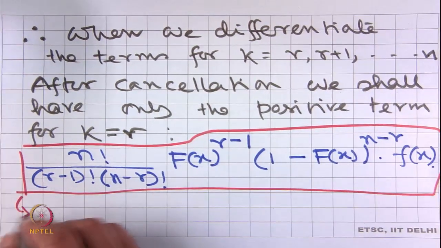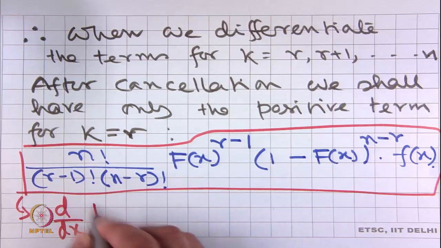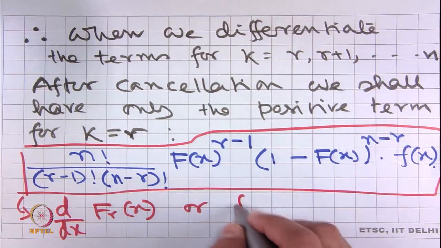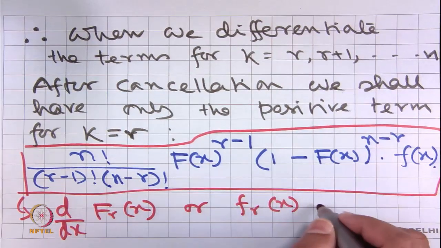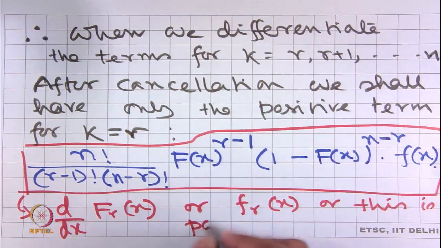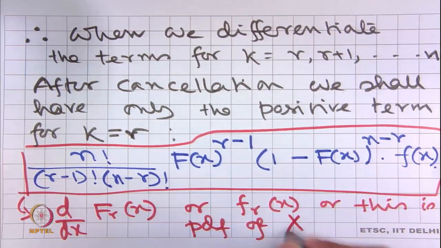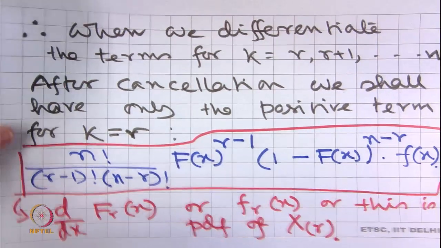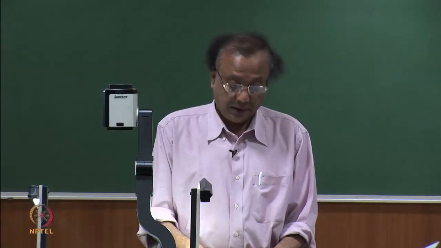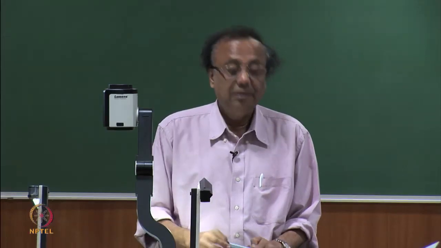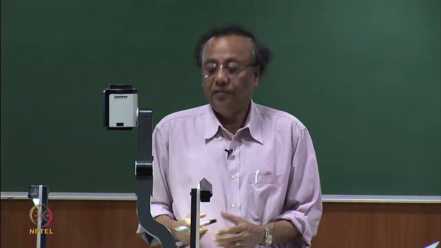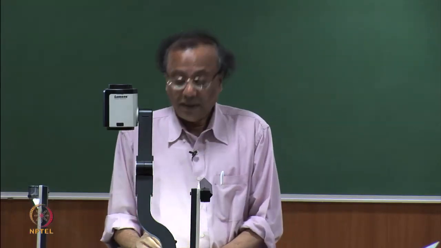as d/dx of F_r(x), or this is f_r(x), or this is the PDF of X_r. Hope you understand the calculation, but this is a bit mathematically oriented. I will give you a very interesting way of looking at it in a different way.